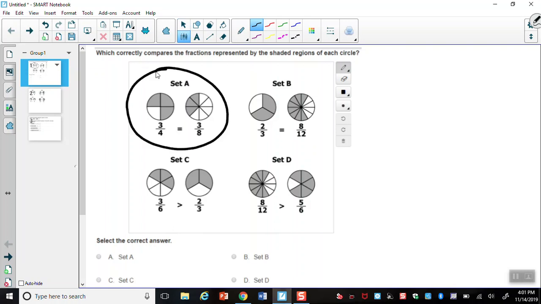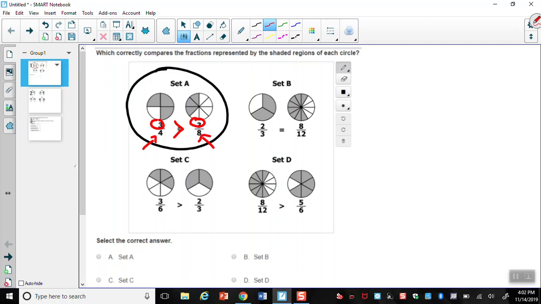And for this one, we're going to start by looking at the model that's given to us, because I can clearly tell in set A that 3/4 has more of the circle shaded than 3/8 does. So in this case, I can just tell by looking at it that 3/4 is greater than, not equal to, 3/8. Now another way that I could look at that is because they have the same numerator, they both have 3's as the numerator, we could just look at those denominators.